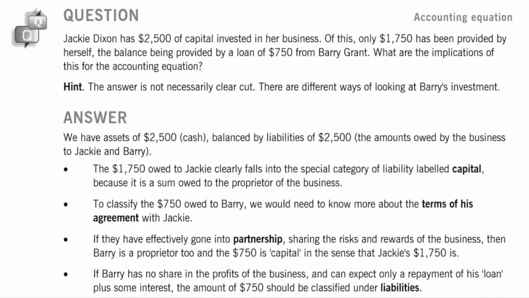3. Capital is a special liability. Jackie's $1,750 is classified as capital. In accounting, this is considered a special type of liability because the business technically owes it back to Jackie as the owner. And that's how we solve this question.